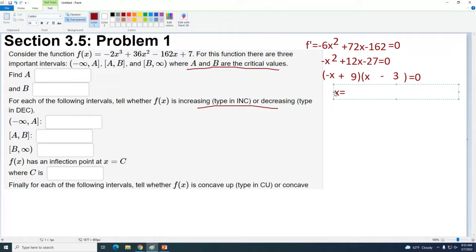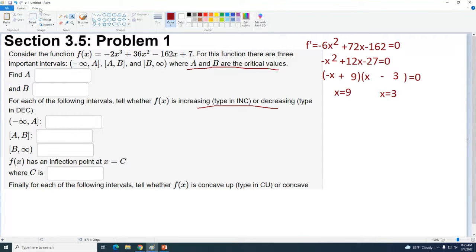Negative x plus 9 equal to 0, so x equal to 9. Now x minus 3 equal to 0, then x equal to 3. So those are the 2 solutions. Again, with these 2 solutions, we then draw the number line. On the number line, you label the small number first, and then the big critical point over there. And know that the left endpoint is negative infinity, the right endpoint of the number line is positive infinity. So we're making 2 cuts, and those are going to be the A and B, right?